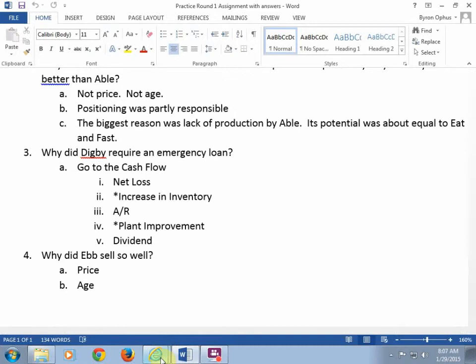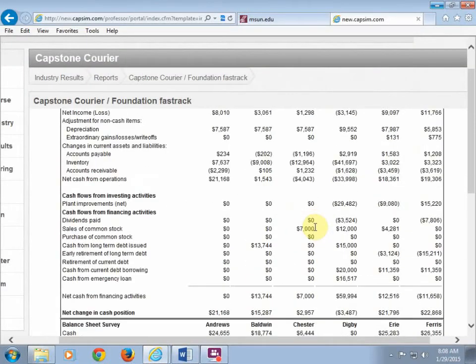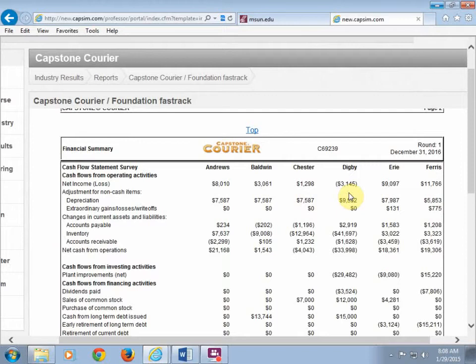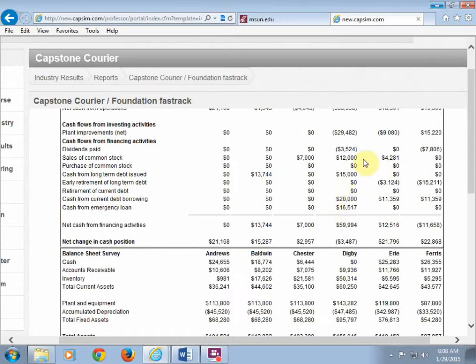And the cash flow is going to tell us the things that reduced its cash. 1, it didn't make any money. 2, it had a big increase in inventory, and so that has the effect of decreasing cash. 3, a little bit of accounts receivable. That one's fairly minor. 4, huge plant improvements, okay, and 5, they paid a dividend. Those were all negative contributors to cash flow.